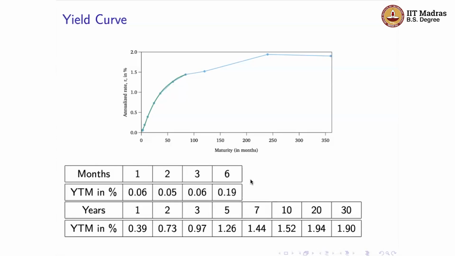For example, if you have a 1 month maturity bond coming up, the yield curve would say that the yield to maturity in percentage terms is 0.06. Be careful here. It's not just 0.06. This is 0.06%, right? And for 2 months, it's 0.05%. For 3 months, it's 0.06%. For 6 months, it's 0.19%. For 1 year, as per this curve, it's 0.39 percent. For 2 years, it's 0.73%, and so on. That is how you read it. And the other thing to keep in mind is this is the annualized rate, right? We'll soon see the significance of what that means for our calculations.